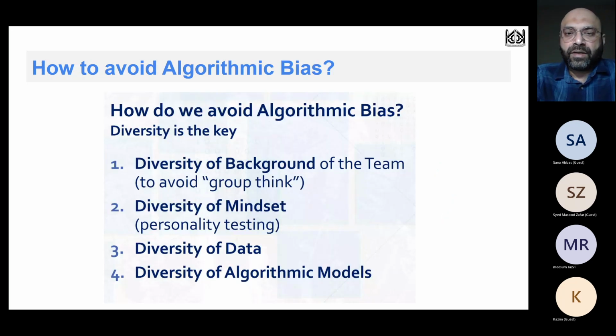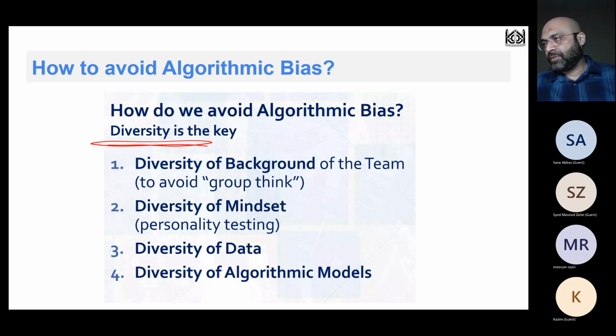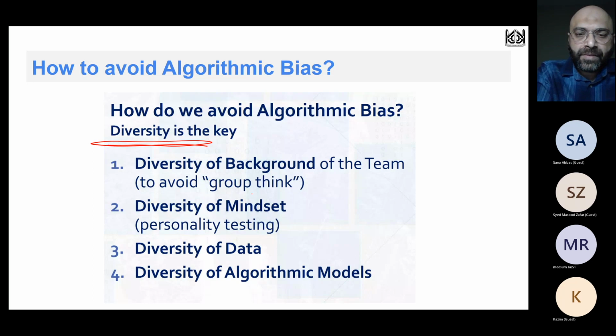All right. So how to avoid algorithmic biases? Diversification is the key. Like I gave you the example of the Canadian economy or Canadian system, right? So diversify the background; have a diversity of background of the team to avoid groupthink.